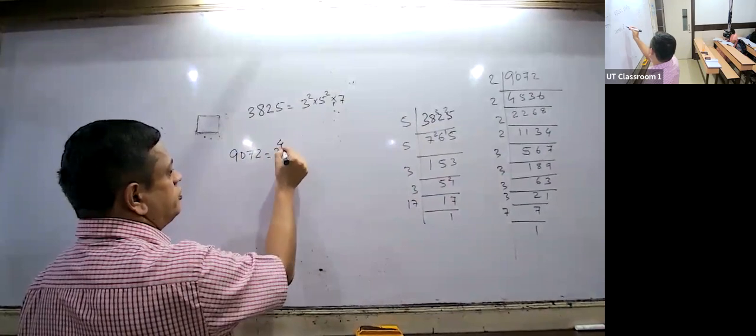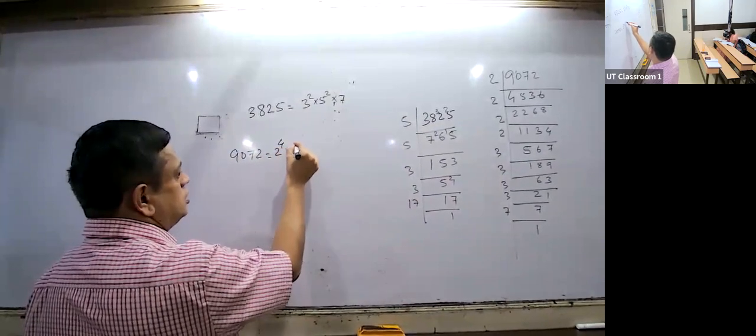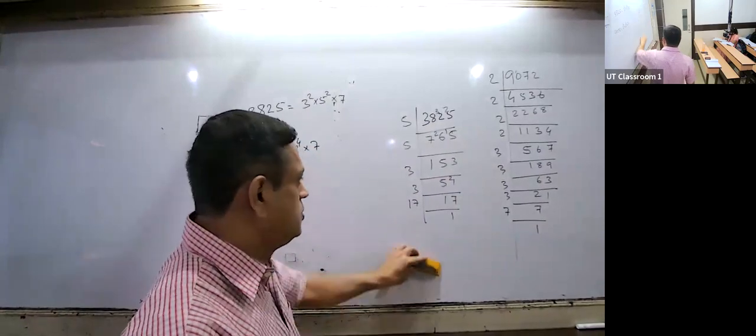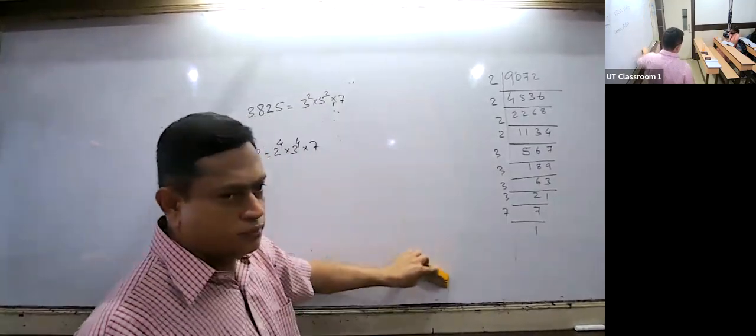2 raised to how much? 4. Into 3 raised to 4 into 7. This should be your answer. This order should be written. I hope you all are getting it. Yes, sir. Okay.